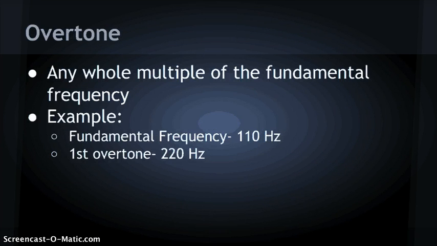An overtone is any frequency that is a whole multiple of the fundamental frequency. In other words, an overtone is a tone over the fundamental frequency. For example, if a fundamental frequency is 110 Hz, then the first overtone is 220 Hz.